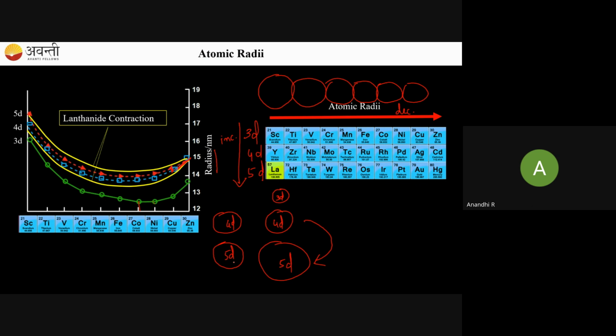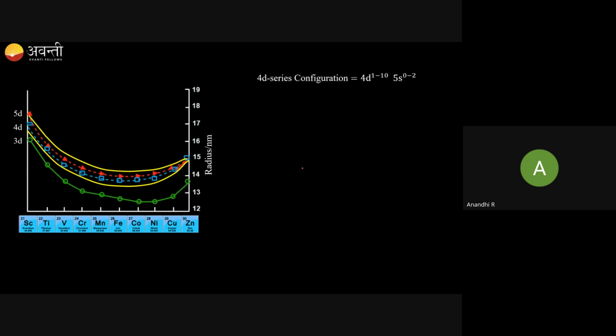I'll explain what lanthanoid contraction is in the F block elements. After lanthanum, only lanthanides come, right? Because of their contraction, zirconium and hafnium, which are 4D and 5D elements, will have similar size. So this question is very important: why do 4D and 5D have similar size? The reason is the lanthanoid contraction.